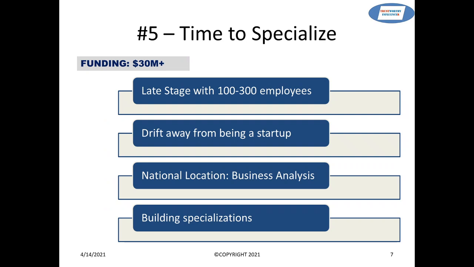And fifth, it's time for specialization. These are the companies which are in the late stage, with about 100 to 300 employees and about 30 million plus in funding. So you are no more a startup; the company has drifted away from the startup stage. The company would also have a national presence, so not just one city in the U.S., but multiple cities.